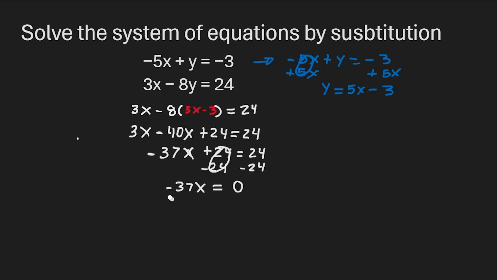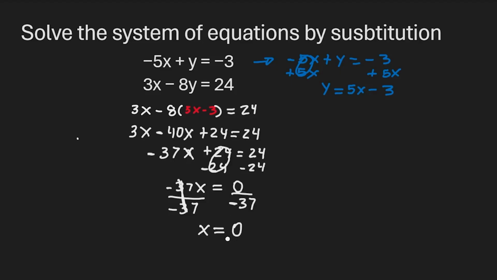And now the last step. What I'm gonna do is I'm gonna divide by negative 37 to isolate x. Whatever you do to one side of the equal sign, you do it to the other side. So negative 37 divided by negative 37, that is gonna be 1. 1 times x, you're gonna get x equals, and 0 divided by negative 37, you're gonna get 0.